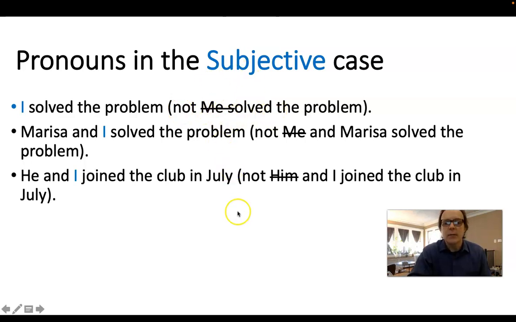These are kind of hard rules to learn. There's a lot more in the textbook about it. But because this is the subject, we're going to use I, which is a subject pronoun, not me, which is more of an object pronoun. But if the problem was solved by me, that's a different thing.